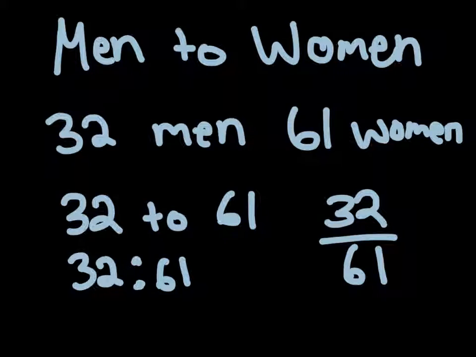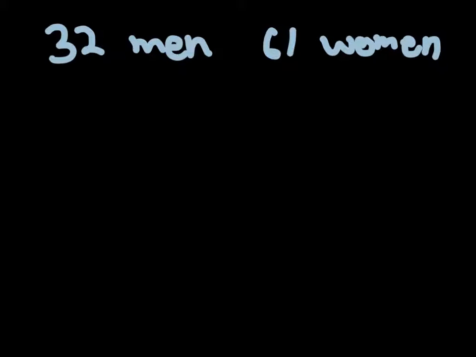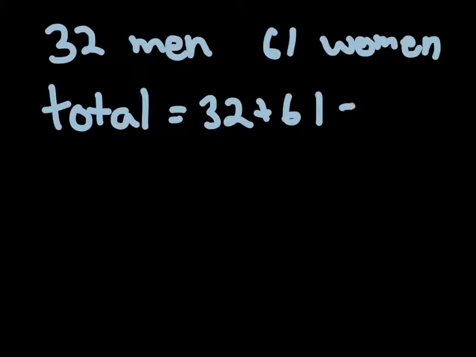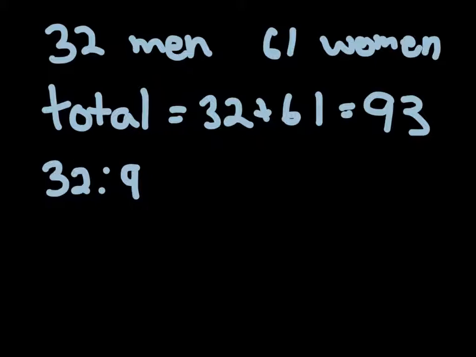So now let's go with the same problem. Let's go to the next slide. We have 32 men, 61 women. Someone says find the ratio of men to all, meaning we're finding just the ratio from men to everyone in the room. That means we would first have to add up the men and women. So the total is equal to 32 plus 61, which is just 93. So we're finding the ratio of men to the total number. That would be 32 colon 93.